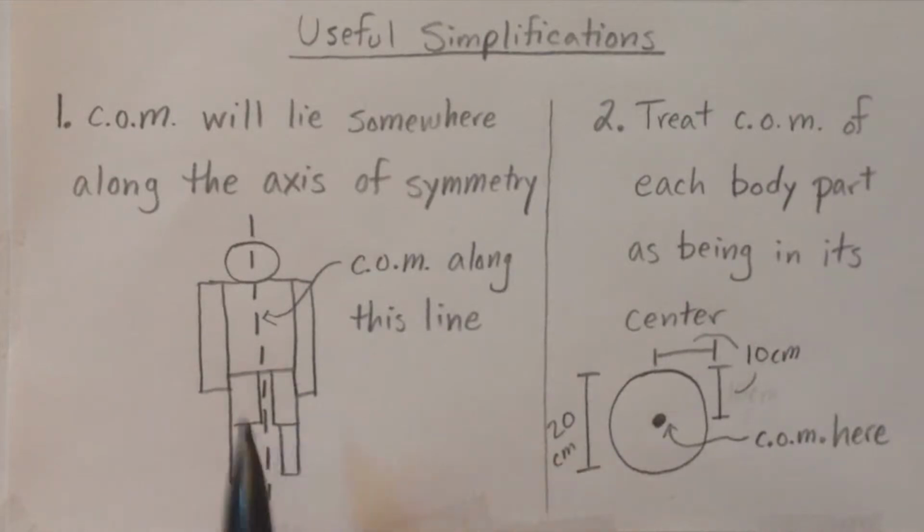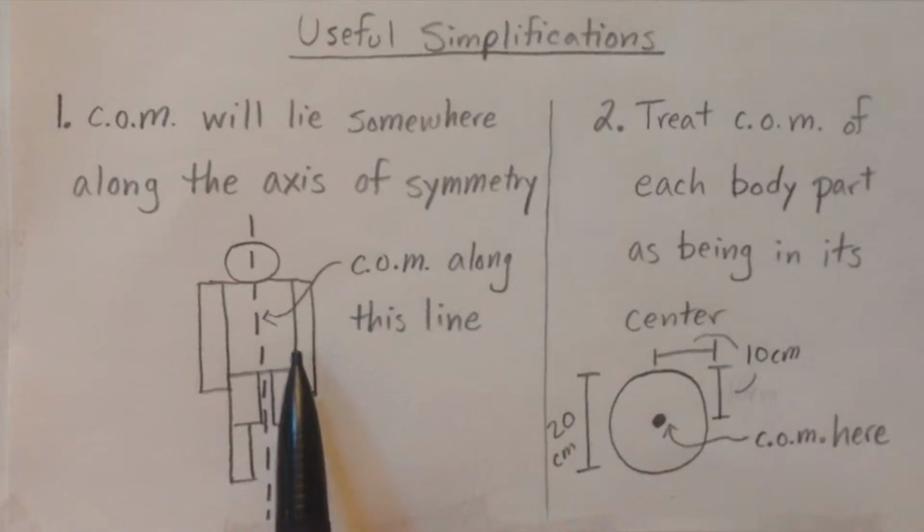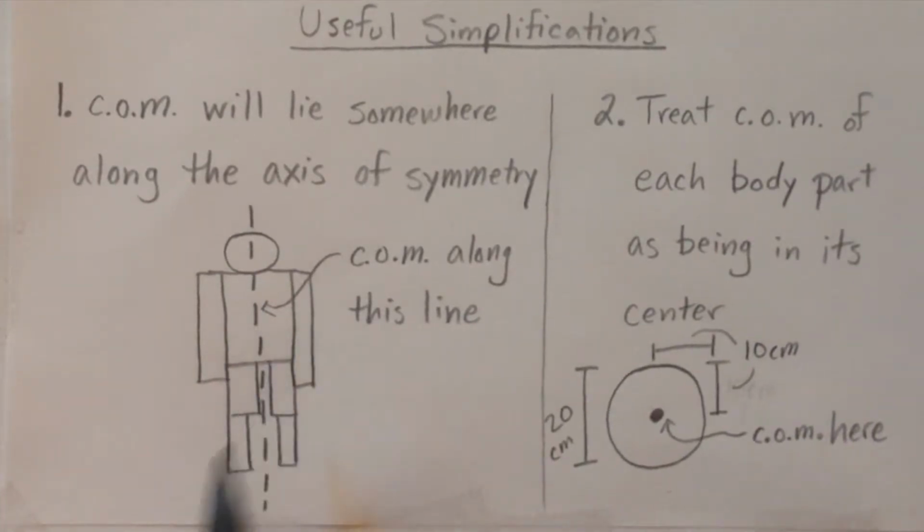The first is that because the person is symmetric, the center of mass will lie somewhere along this axis of symmetry. With this information, we won't have to calculate where in the x direction the center of mass is, and we'll only have to worry about where it is in the y direction.